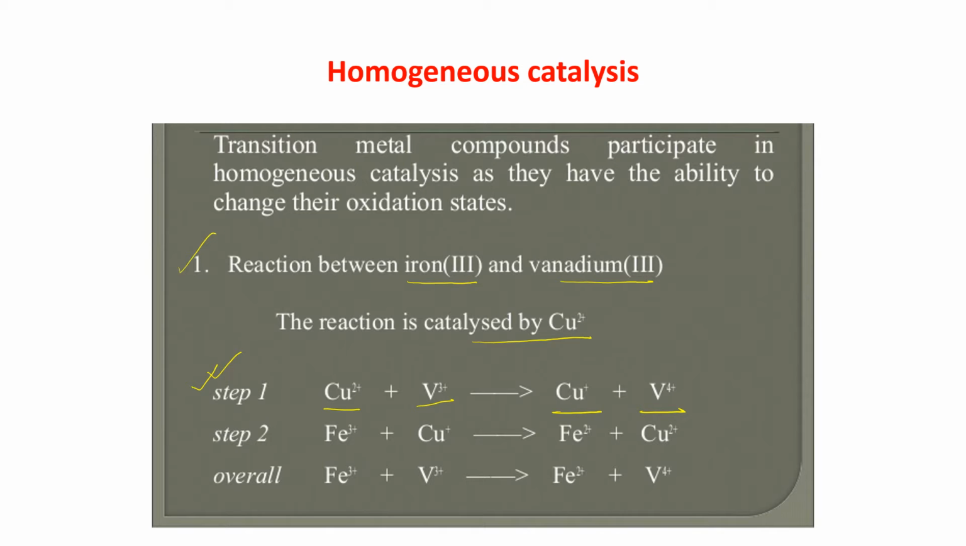Now, in the second step, this Cu+ is reacting with another reactant, that is Fe3+, and it is giving Fe2+, and again this Cu+ is changing to Cu2+. So that means at the end we are getting Cu2+, which is acting as a catalyst, unreacted.